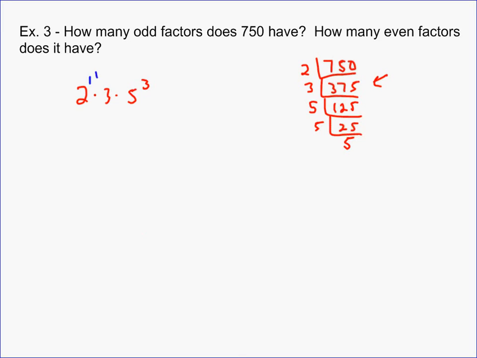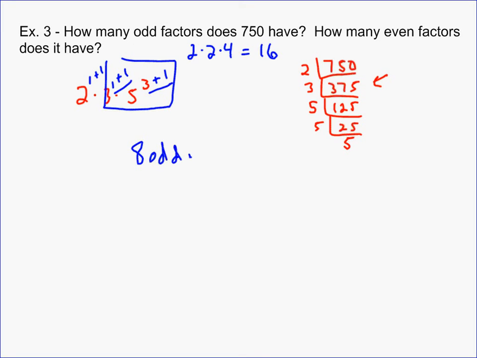So if I want to know the total number of factors, I add 1 to each of the powers, which is going to give you 2 times 2 times 4, which would equal 16. So 750 has 16 total factors. If you want to know how many odd factors it has, you just look at the odd numbers. The number of odd factors is going to be 2 times 4, which is 8. So if there are 8 odd factors, then that means there must be 16 minus 8, which is also 8. And so there are 8 even factors. So in this case, there are 8 odd factors.